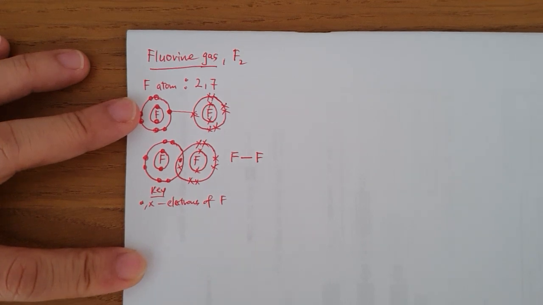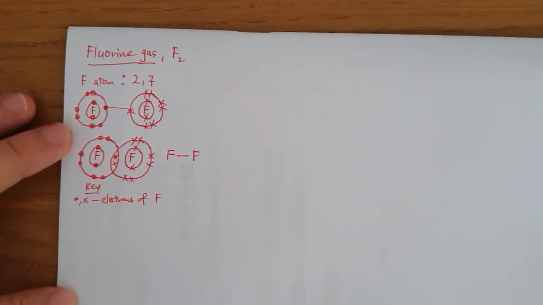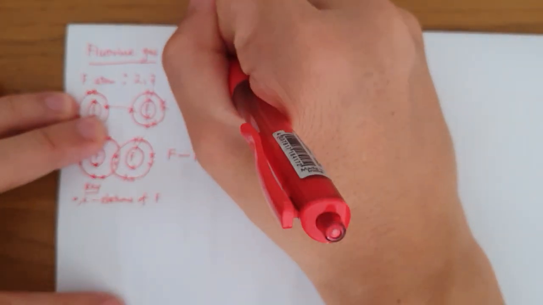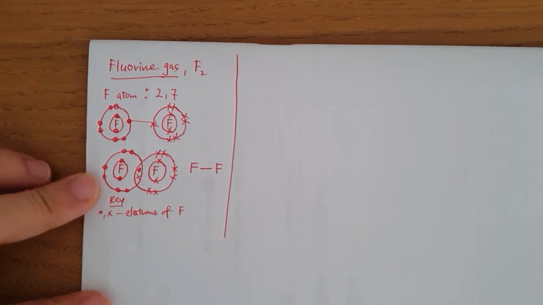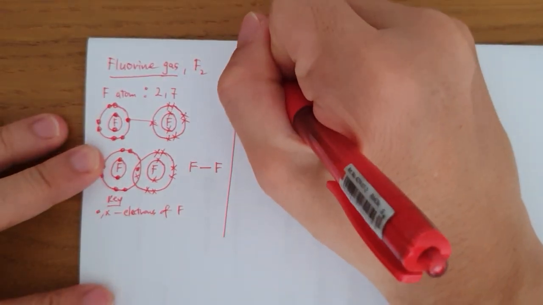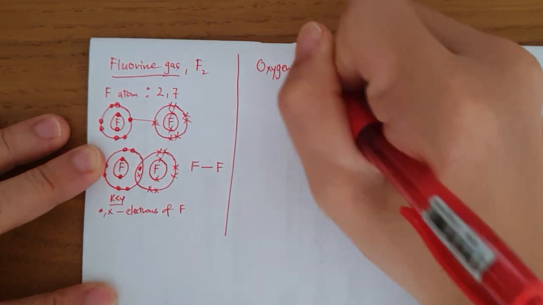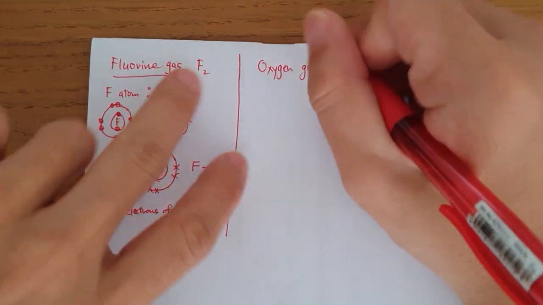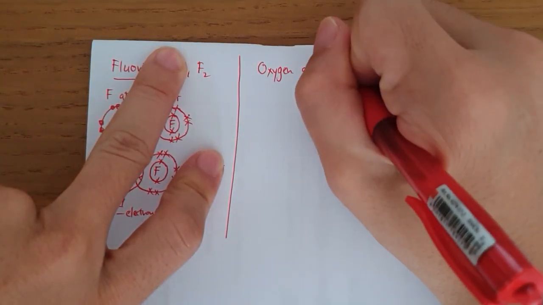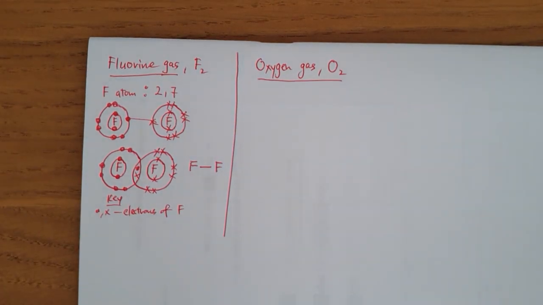Now we move on to the second example. Let's take a look at the second example then. Now that we're done with fluorine, let's take a look at oxygen. So how do you draw the dot and cross diagram for oxygen gas? In your worksheet, oxygen gas chemical formula will be O2. Again, this is a diatomic molecule.